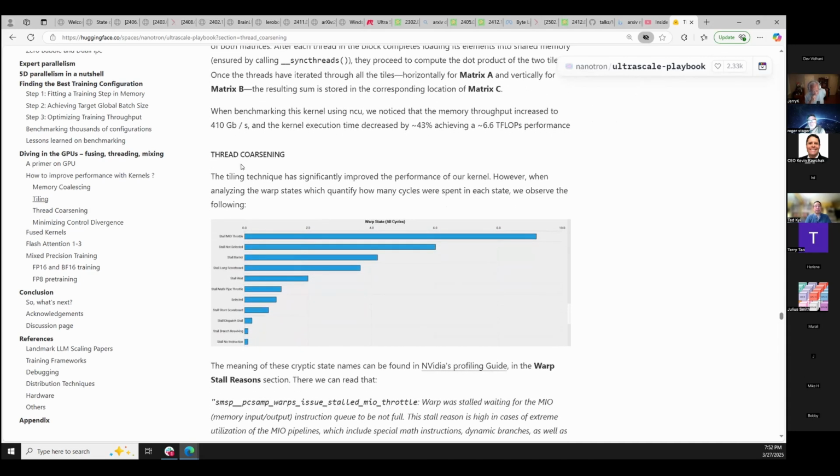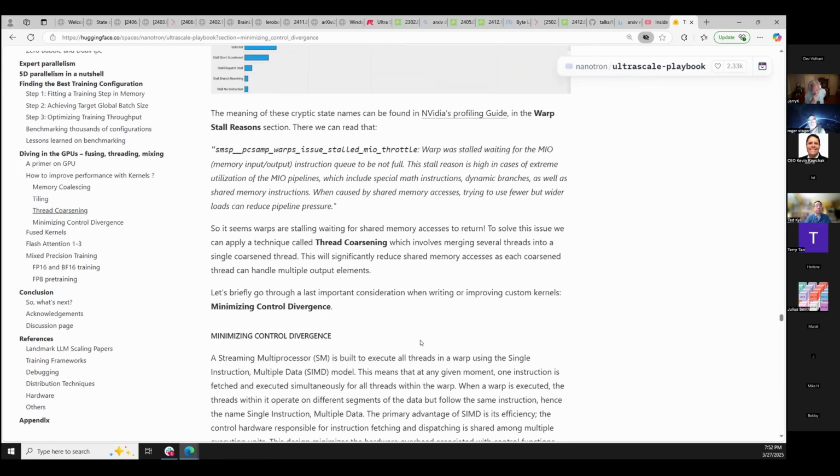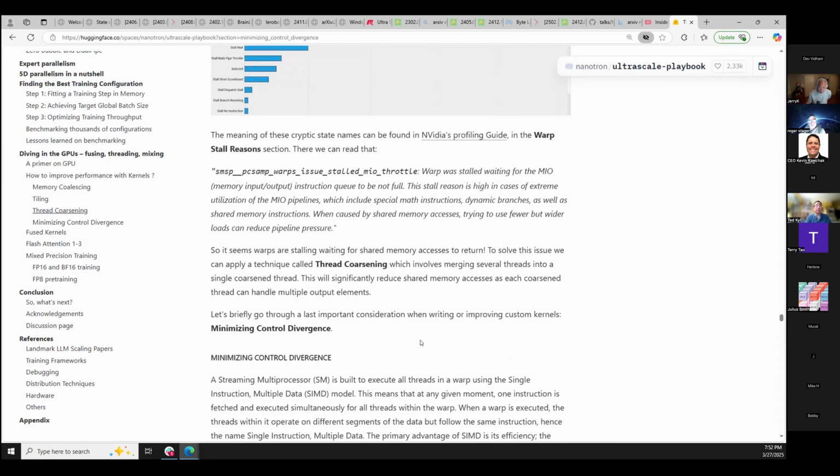And then there's this interesting thing, thread coarsening. So we can apply a technique called thread coarsening, which involves merging several threads into a single coarsened thread. The idea is you actually don't want lots of little independent threads doing very tiny amounts of work and each asking for memory, right? You'd rather group them into gangs and ask for a big chunk of memory and do a bunch of work on it. Don't just be constantly asking for lots of little things.